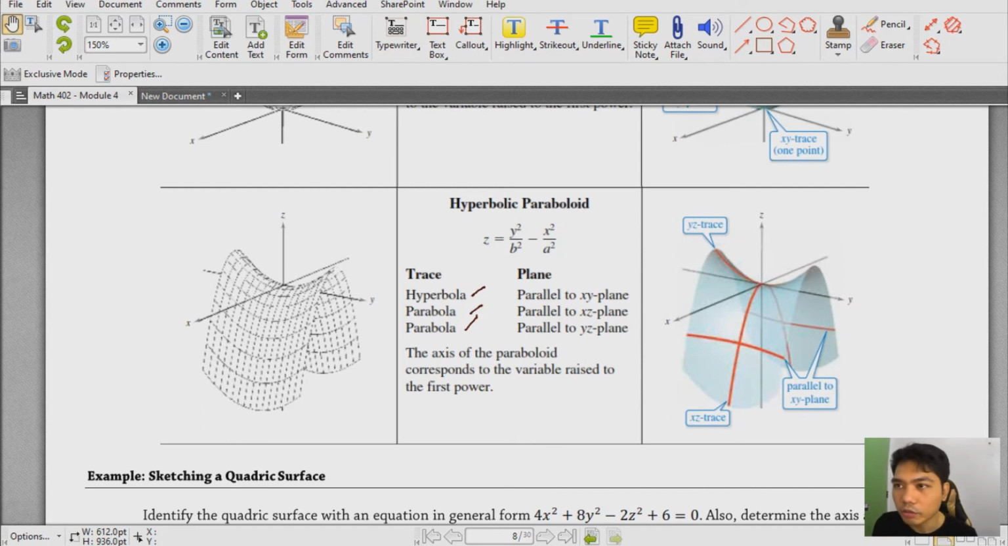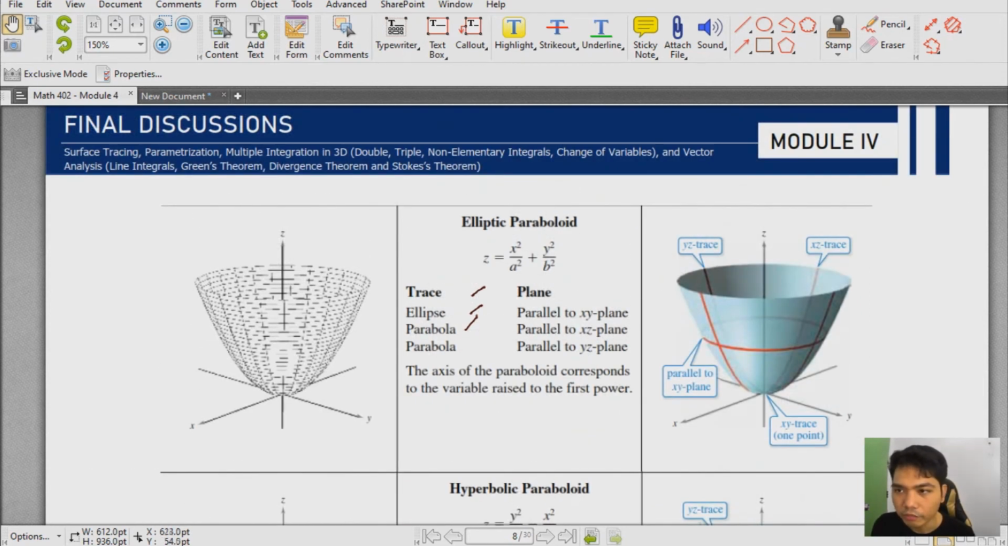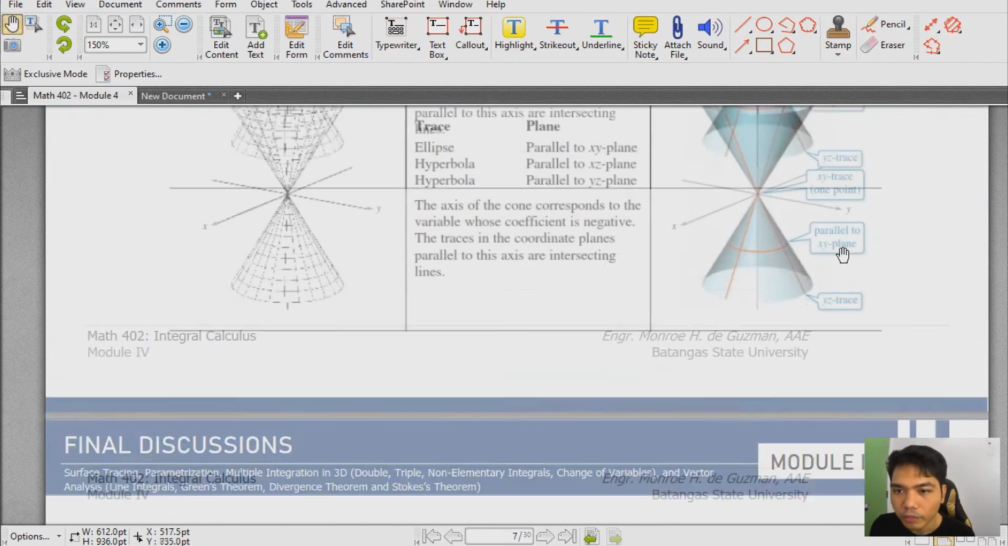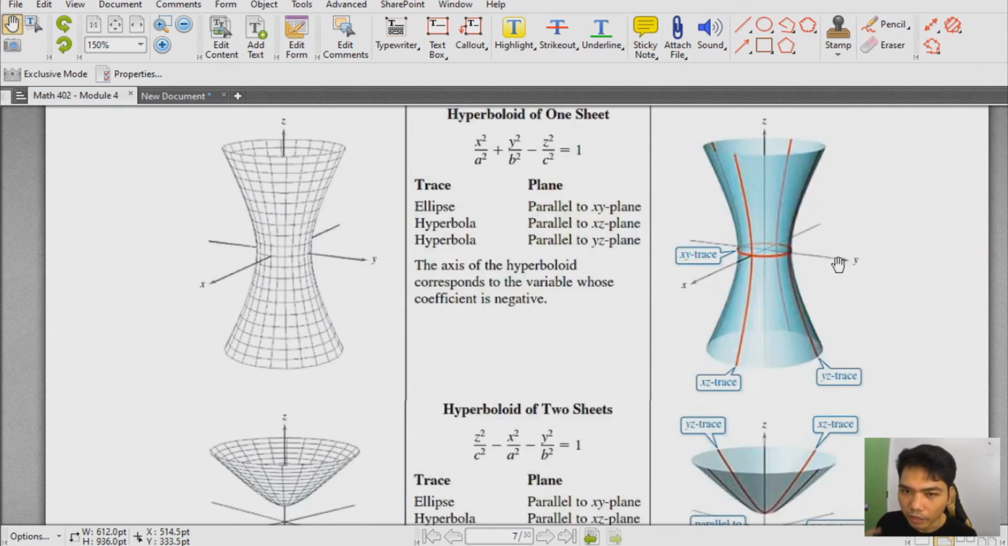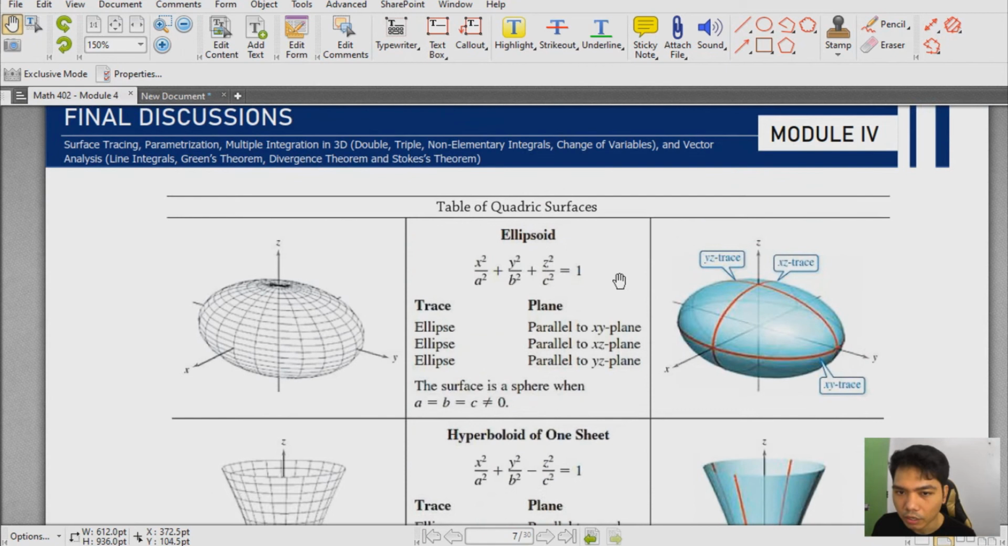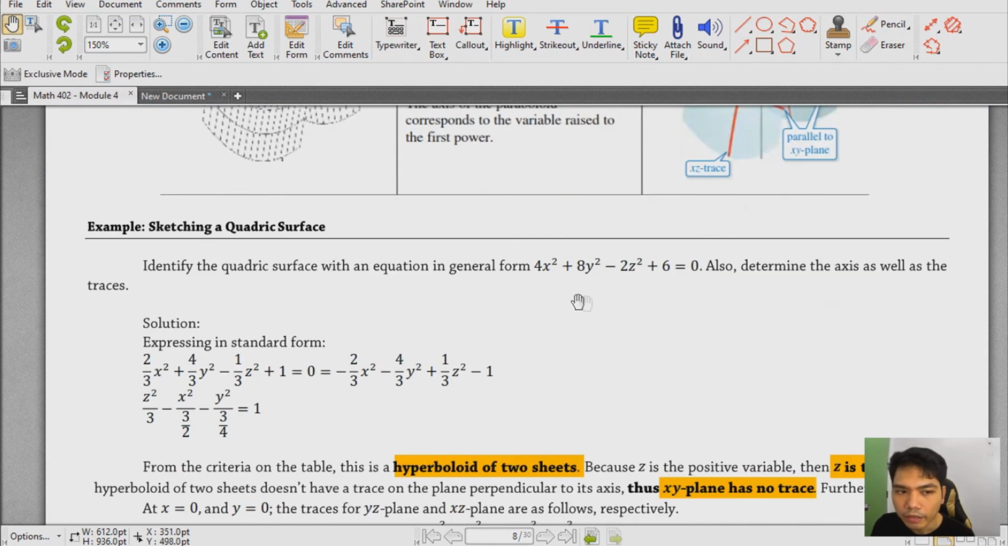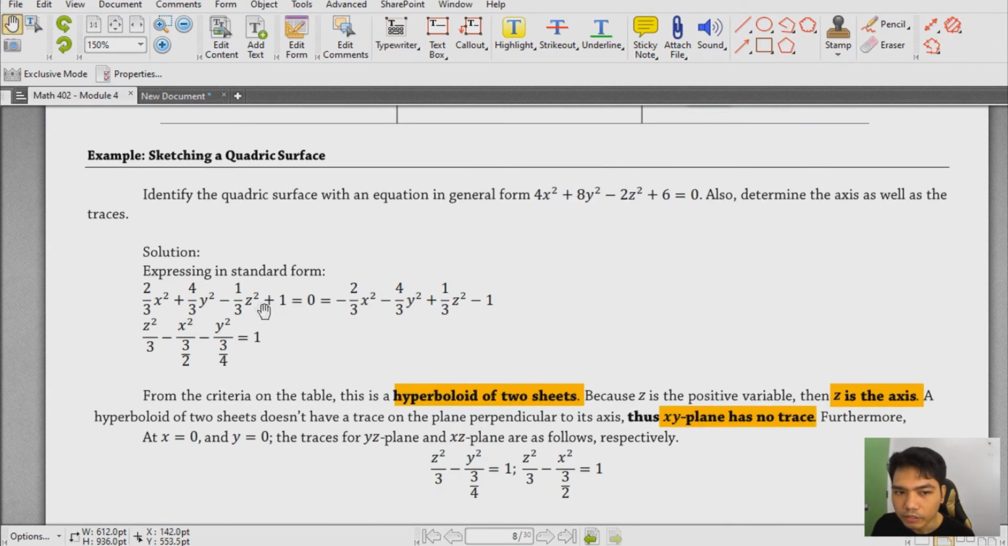And I think that's all for the quadric surfaces. We have 6 of them, and in the exam, you will be tasked to identify what type of quadric surface the equation is, based on the standard form of these quadric surfaces. Identify the quadric surface with an equation, and determine the axis as well as the traces. You just have to put it in standard form, so you can move the coefficient and divide by the coefficient itself.